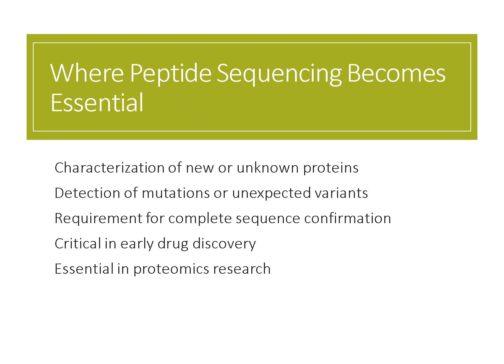Peptide sequencing becomes essential when working with new or unknown proteins. It is critical when mutations or unexpected variants are suspected. Sequencing is also required when complete sequence confirmation is needed. This is especially important in early drug discovery and proteomics research.